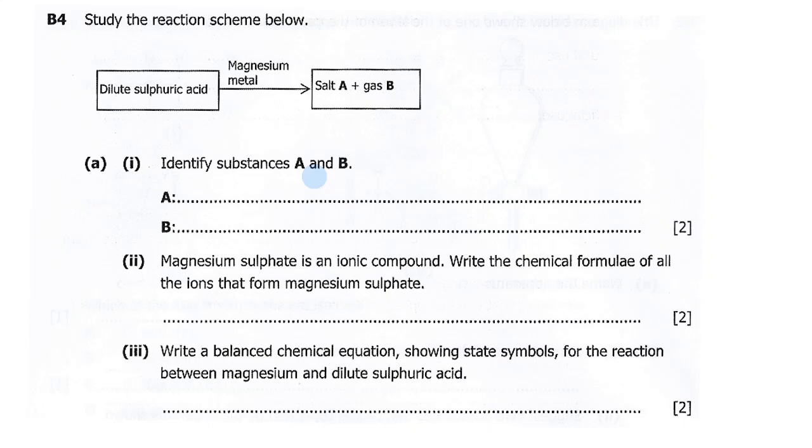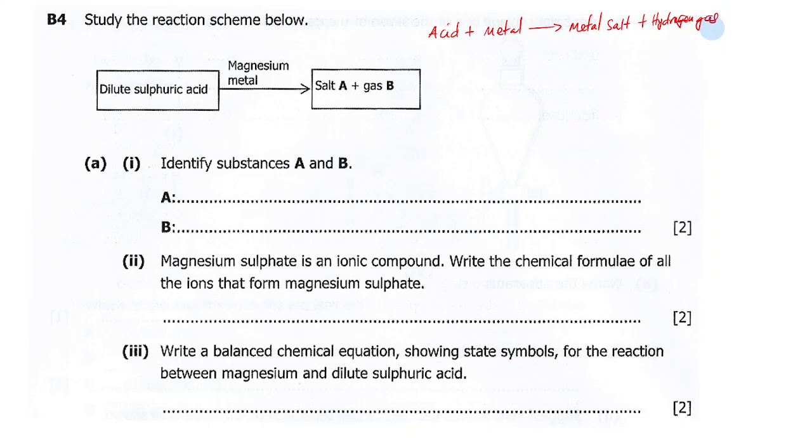Here it says, study the reaction scheme below. We are given dilute sulfuric acid, meaning it is reacted upon, as the arrow shows. It is reacted upon by magnesium metal to produce salt A and gas B. Before we go any further, we need to understand the general equation happening here. This is a general equation: an acid and a metal. If an acid reacts with a metal, what products are formed? A metal salt is formed, plus hydrogen gas. Guys, you need to know this.